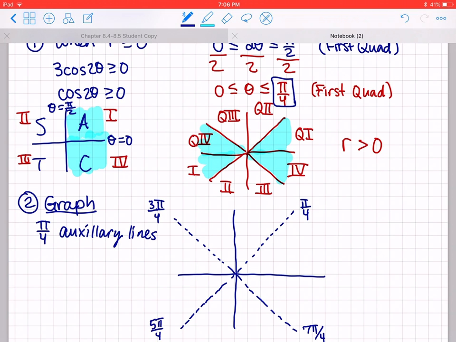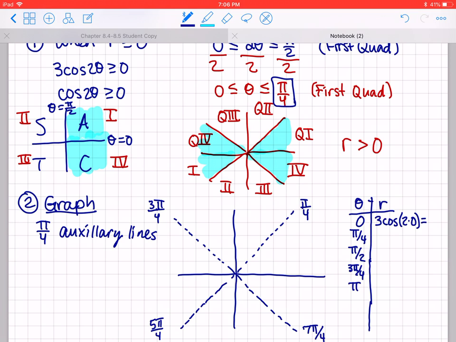So this is when we usually make our theta and R chart. So we want to go on and include all our auxiliary lines now, because that's telling us when is R positive, when is it negative. Now you might be able to find a pattern here. Let's see if we can find the pattern. So R was 3 cosine 2 theta.